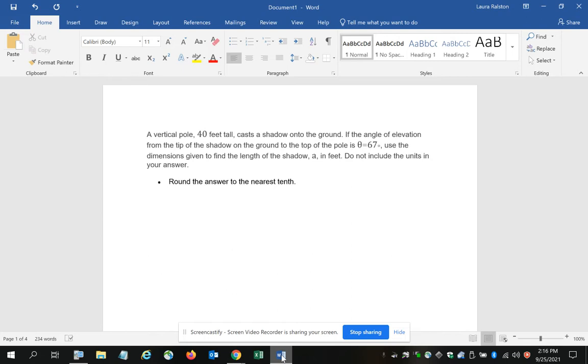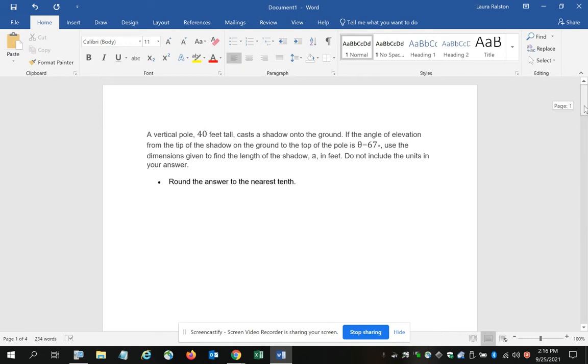The first one says a vertical pole 40 feet tall cast a shadow onto the ground, and the angle of elevation from the tip of the shadow on the ground to the top of the pole is 67 degrees. Use the dimensions given to find the length of the shadow, A, in feet. Do not include the units in your answer and round your answer to the nearest tenth.